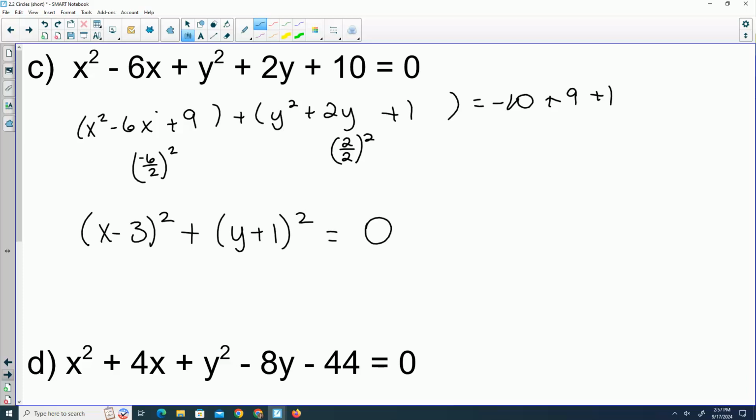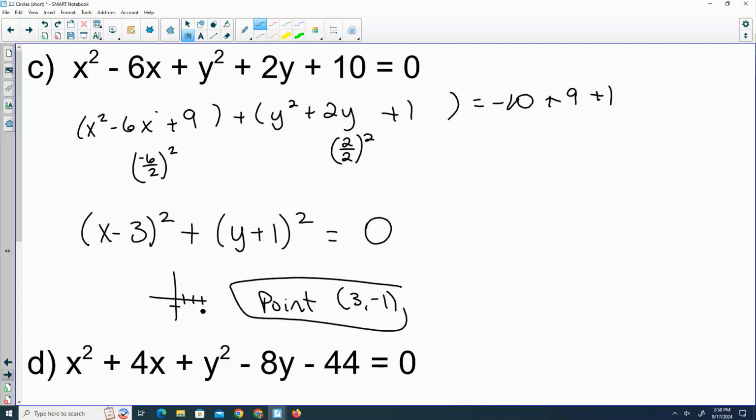Okay. Does this exist? Yes. Is it a circle? No. It's saying your center is 3, -1 with a radius of 0. So this is just a single point. So if you get a positive on the right-hand side, that's a circle. If you get a negative, it doesn't exist. If you get 0, it's just a single point.